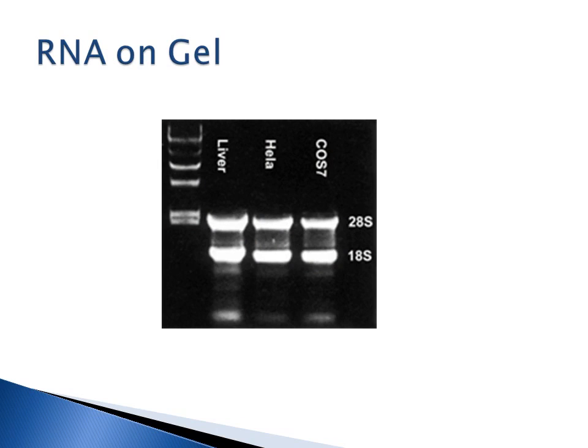If you run RNA, again, it's going to be very low on the gel. And here is RNA. You can see nice bright 28S and 18S ribosomal RNA. And these are 3 different cell types: liver cells, HeLa cells, and COS-7 cells.